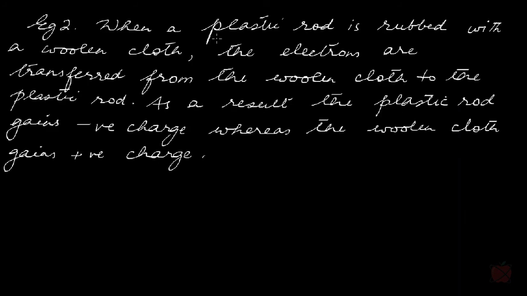Another example, when a plastic rod is rubbed with a woolen cloth, the electrons are transferred from the woolen cloth to the plastic rod. So which one is gaining electrons? It is the plastic rod that gains electrons. As a result, the plastic rod becomes negatively charged, whereas the woolen cloth gains positive charge.